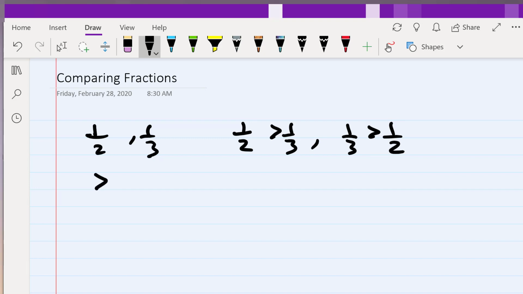Remember, this symbol means greater than, so we're implying if I write 2 is greater than 1. And this symbol means less than, so we're saying 1 is less than 2, or 2 is greater than 1. And of course, this symbol is equality, or 1 equals 1.